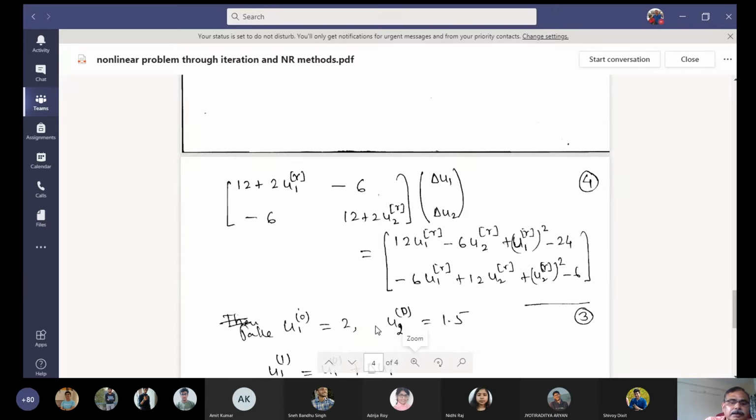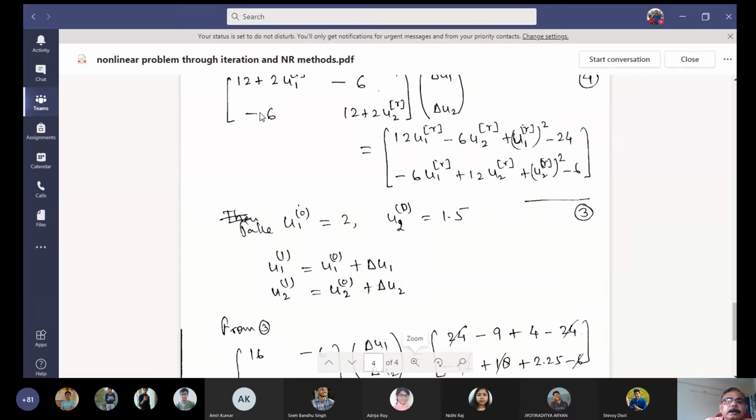And then let us take the same initial guess, u1(0) as 2, u2(0) as 1.5. So you see, I have written u1 r, right? So this will be calculated at the previous value. So for r equal to 0, we'll get delta u1 and delta u2, meaning the increment for the next stage, and these values will be evaluated at 0, meaning u1(0), u2(0), will be put here.